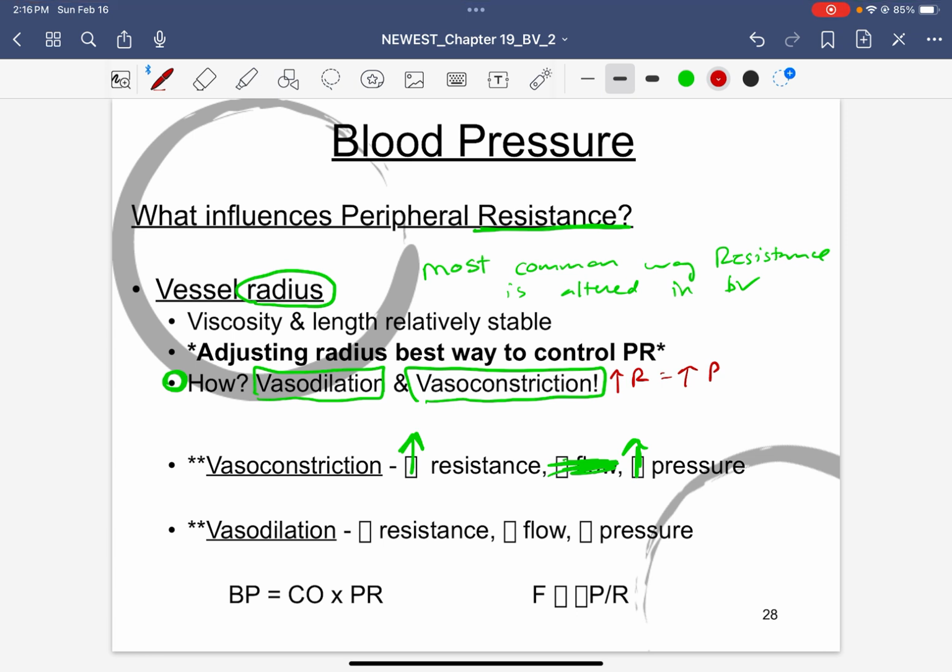When I vasodilate, now the vessel's bigger. There's more space for the blood to go through. So if there's more space for the blood to go through, I'm lowering resistance, which lowers the pressure. Because remember, resistance and pressure have a linear relationship. So in vasoconstriction, when I narrow the vessel, less space for blood to go through, there's more resistance. Anytime there's more resistance, there's more pressure. In vasodilation, the vessel's wider in diameter. There's more space for blood to get through. So in vasodilation, there's less resistance. When there's less resistance, there's less pressure. All right.